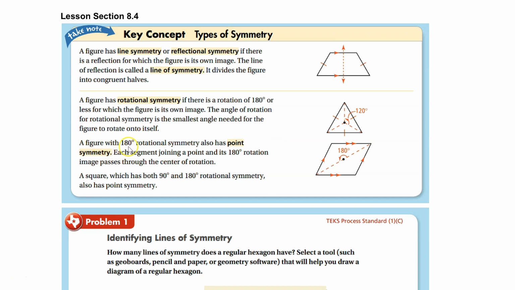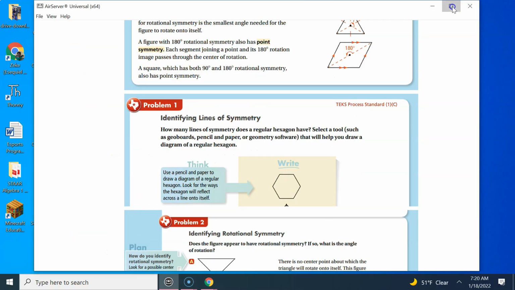A figure with 180 degree rotational symmetry also has a point of symmetry. Each segment joining a point and its 180 degree rotation image passes through the center of rotation. A square has both 90 and 180 degree rotational symmetry.